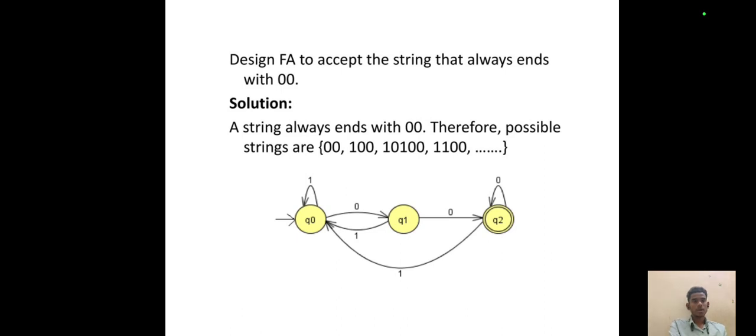Design finite automata to accept the string that always ends with double zero. A string always ends with double zero, therefore possible strings are 00, 100, 1100, 11100, 1100. And in this the initial state is q0 and the final state is q2.